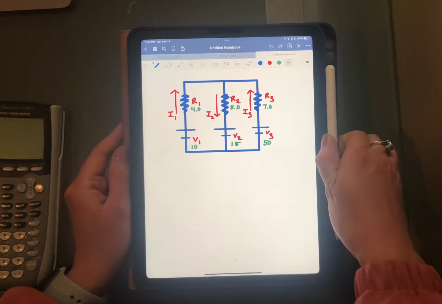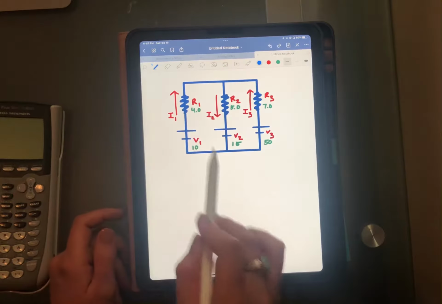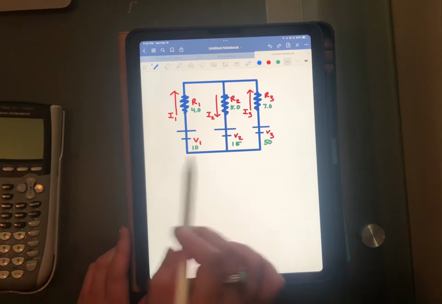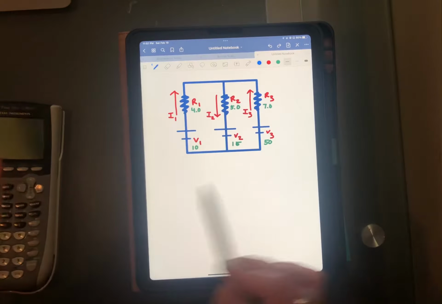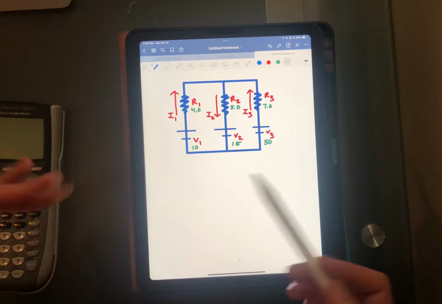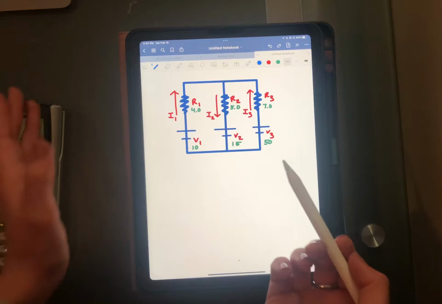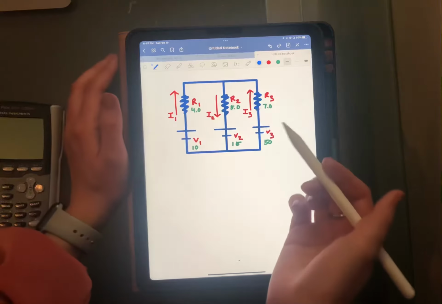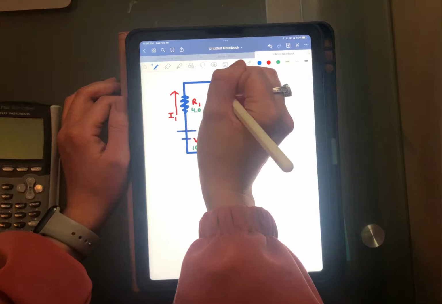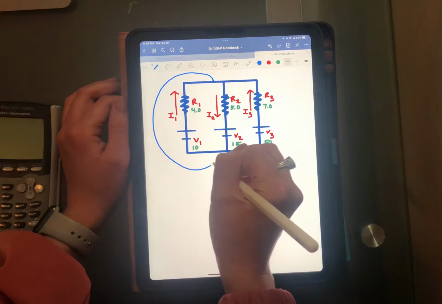So to start off, you need to pick a direction of which way you want to go around the circuit. And it doesn't matter which direction you go because our answers will verify if we went in the right direction or not. If the answers are positive, we were correct. If it was negative, we were wrong. And it really doesn't matter to begin with. So I like to start on the left side, and I like to go outside in. So we're just going to go in this way.